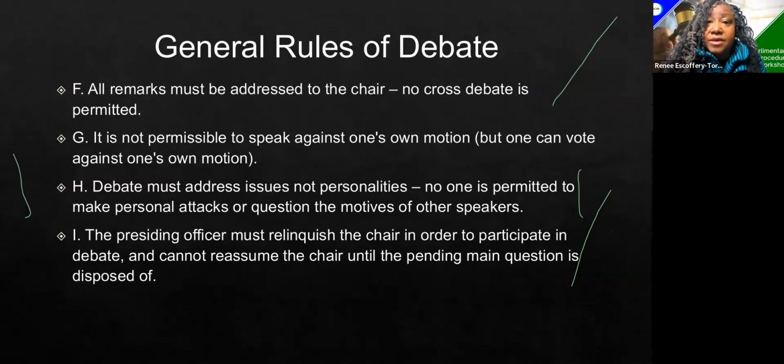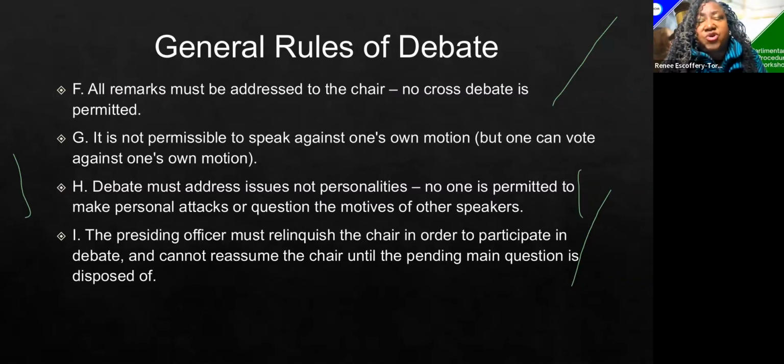It's not permissible to speak against one's own motion. But yes, you can vote against your motion. Even if you made the motion, you are not emotionally obligated or tied to that motion, especially if in debate you hear some salient point has been raised. So you may have made the motion initially, but you can vote against your own motion, and you shouldn't get any looks saying, why are you voting against your own motion? No, you can vote against your motion. You just can't speak against your own motion.